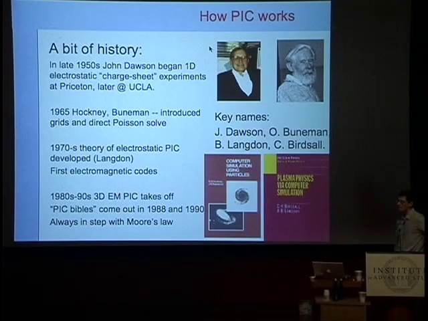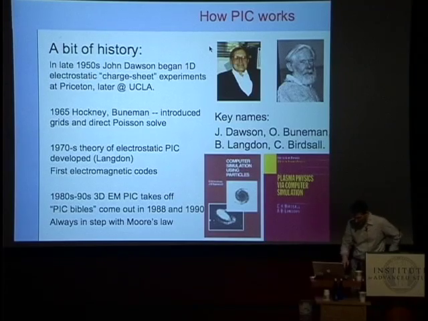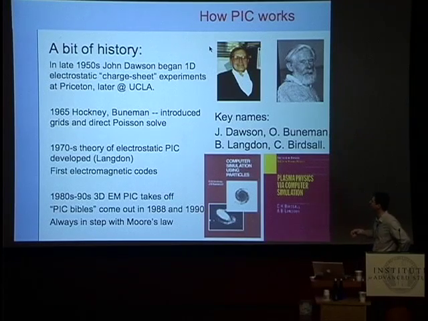Is that the same man, young and old? This? Yes. No, this is a different man. So this is John Dawson. This is Oscar Buneman. So in the 1960s, Hockney and then Buneman basically introduced the way to solve these electrostatic Poisson equations. So they introduced the Poisson solvers. Actually, I think Oscar Buneman even invented the fast Fourier transform, but he never published it.